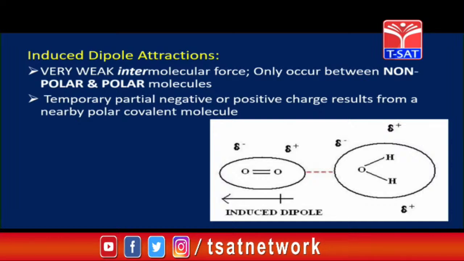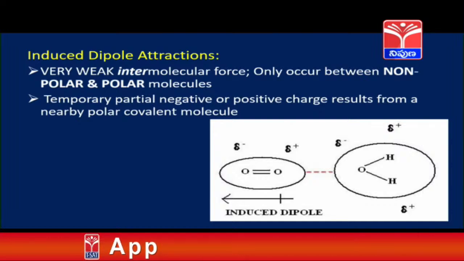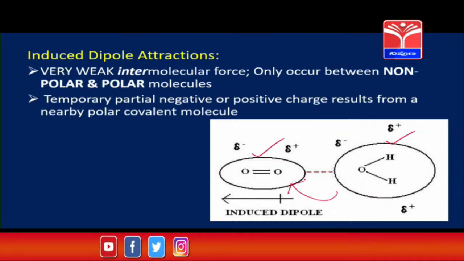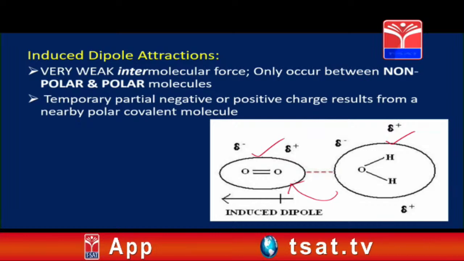The third type is induced dipole interaction. This occurs between a polar molecule and a non-polar molecule. In the presence of the polar molecule, which induces a dipole in the non-polar molecule, a temporary interaction exists, and such interactions are very weak.